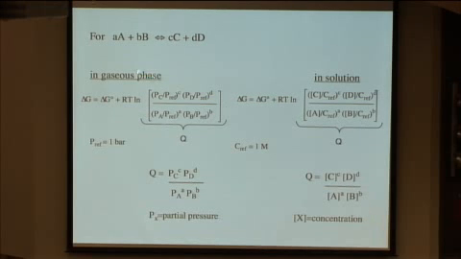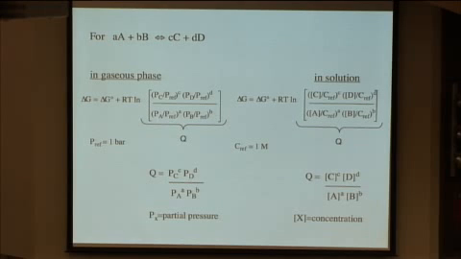So we have the partial pressure of gas C over a reference partial pressure raised to the power c, the coefficient. And then also we have the partial pressure of gas D over a reference raised to the small letter d. On the bottom are the terms for the reactants: partial pressure of gas A over a reference raised to the coefficient a, partial pressure of gas B over the reference raised to the coefficient b.